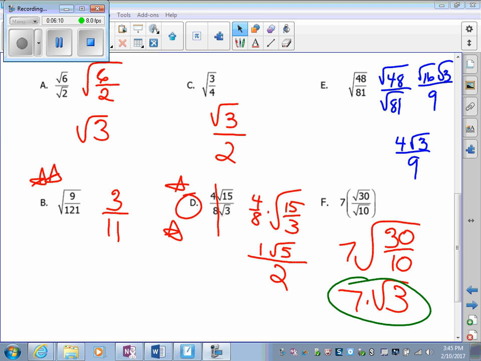So you have to keep numbers together. That's why I put the line there. 4 divided by 8 is 1/2. And then I put them together because 15 divided by 3 is 5, and then I'm finished. And F is kind of clever too because you should be able to see I can simplify that and then just multiply it by 7.